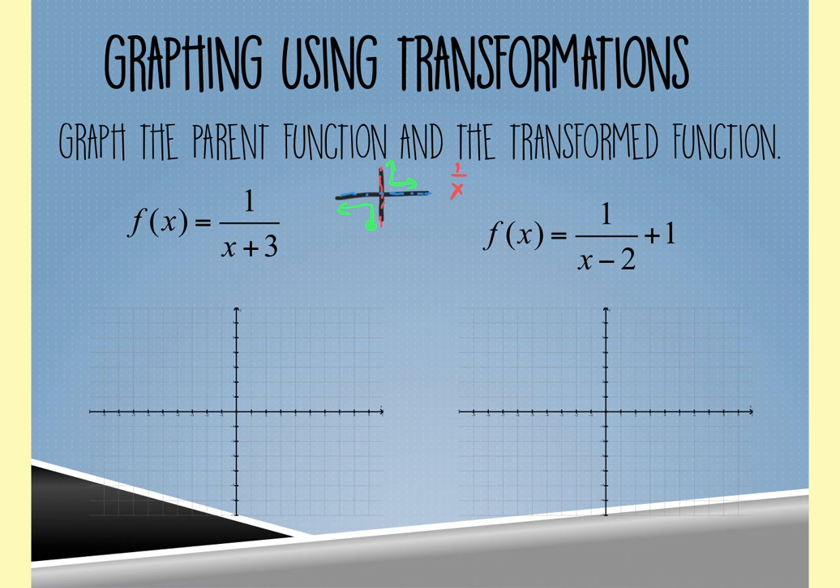So if I do plus 3 in the bottom, that's like having plus 3 in parentheses. What kind of shift does that cause?